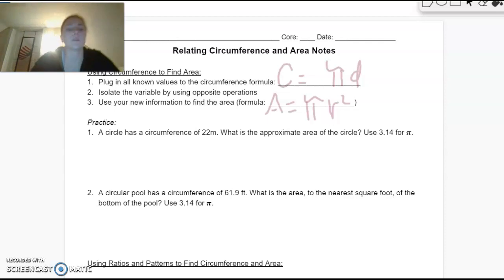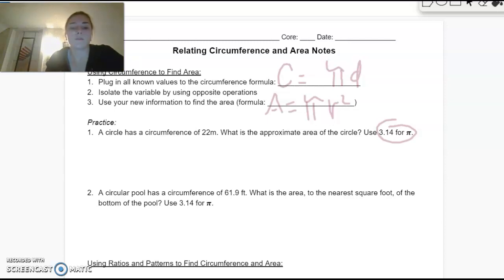All right, so we're going to practice this. For number 1, we have a circle whose circumference is 22 meters. What is the approximate area of the circle? And we're going to use 3.14 for pi.